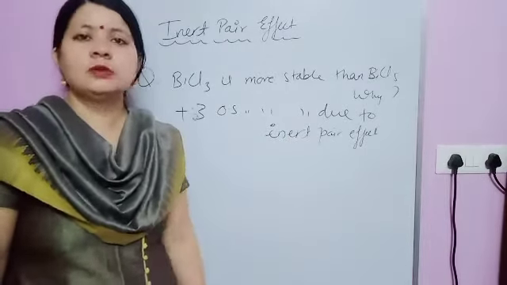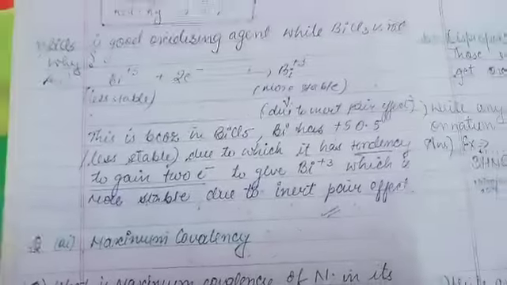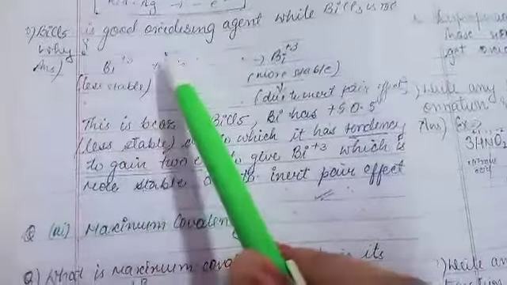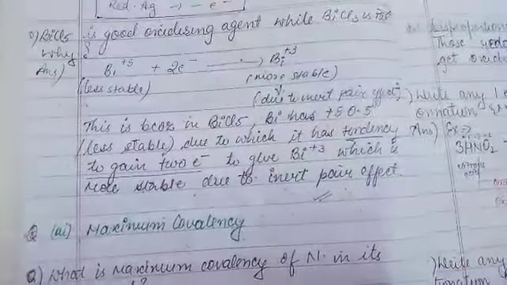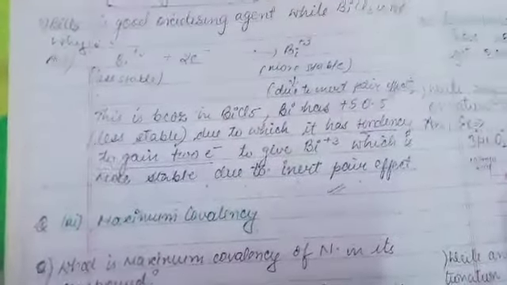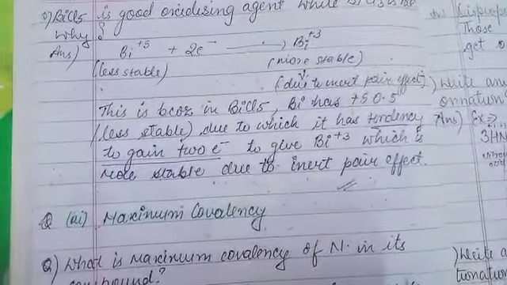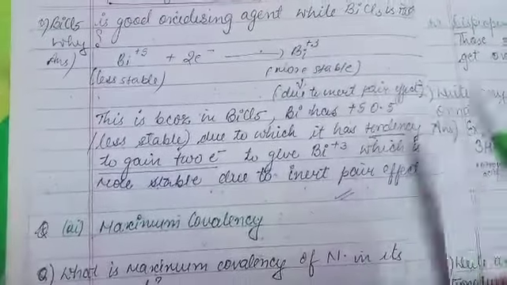Okay, nothing is there. Okay, 12th class. Now just see one more question. That one is BiCl5 is a good oxidizing agent while BiCl3 is not. Why? Simple, you know, oxidizing agents are those which help in oxidation. How? By loss of electron. Okay, oxidizing agent means those which help in oxidation.